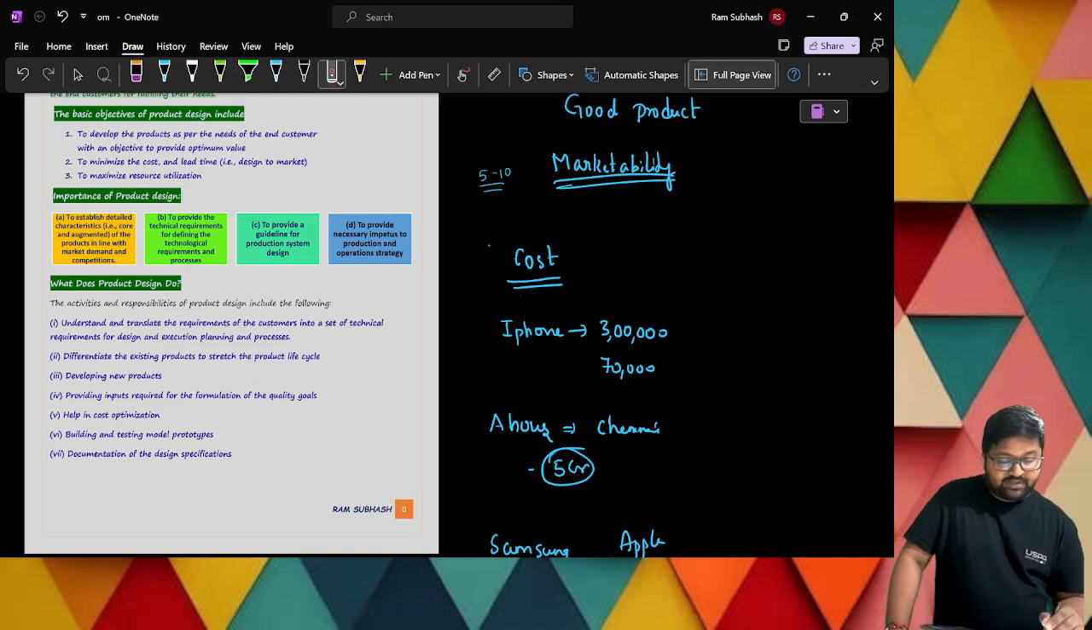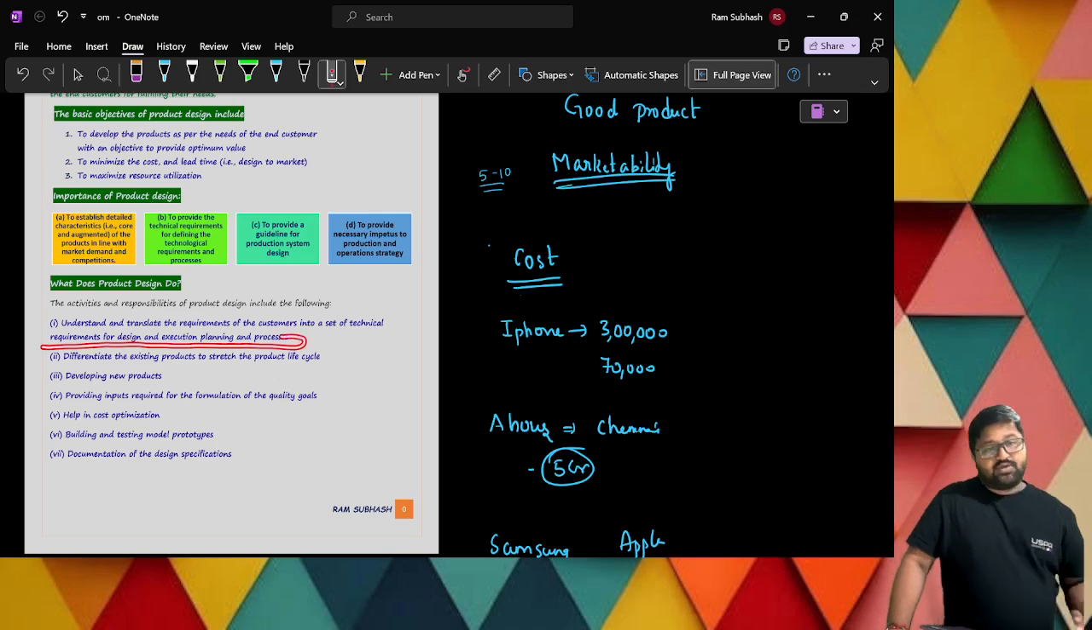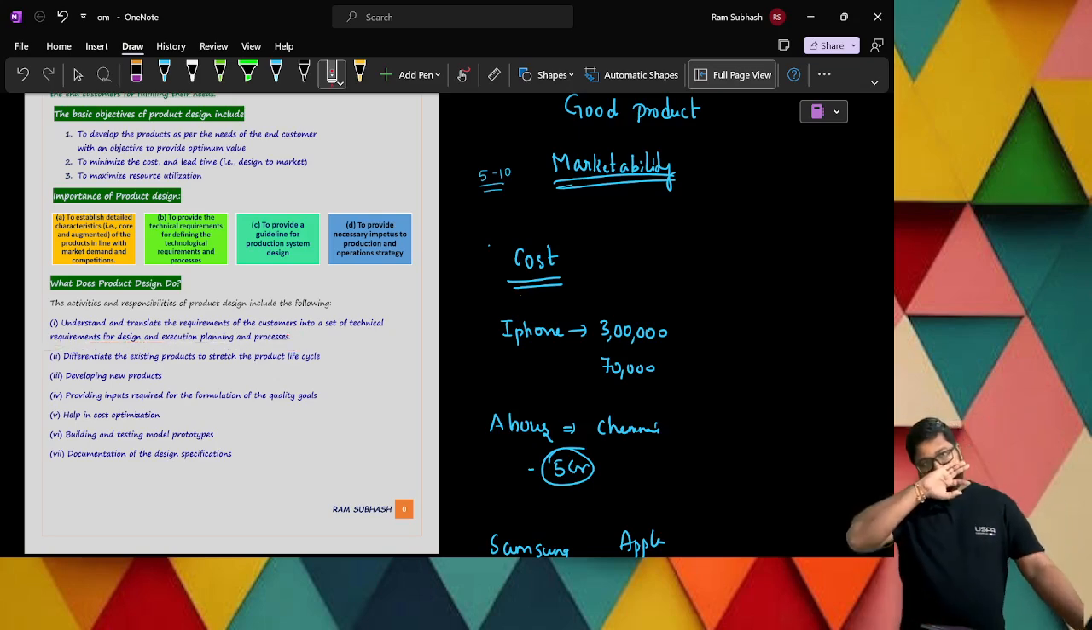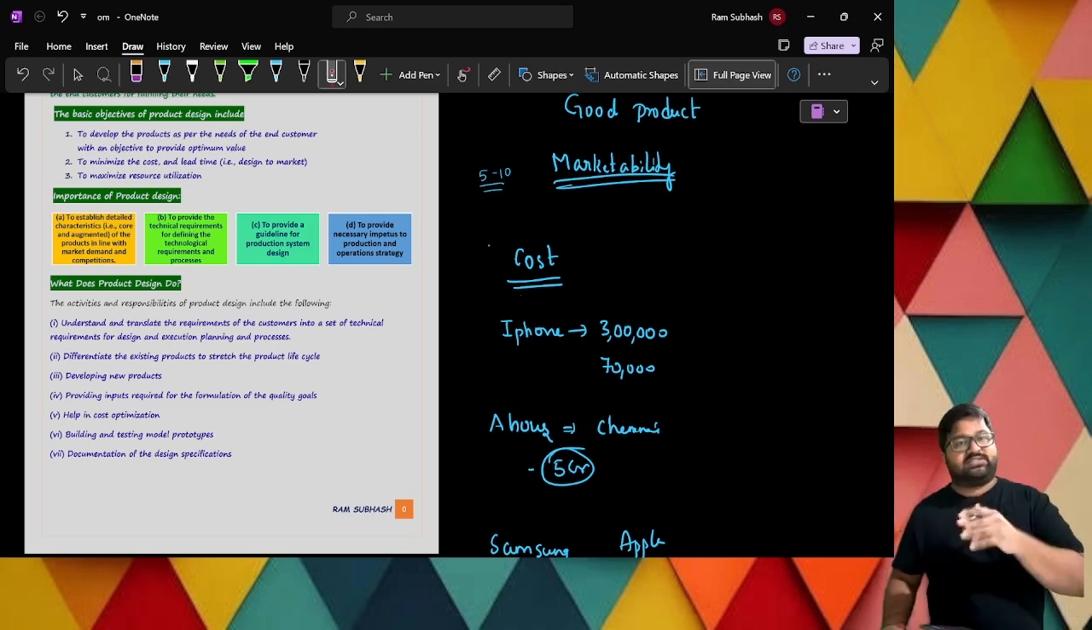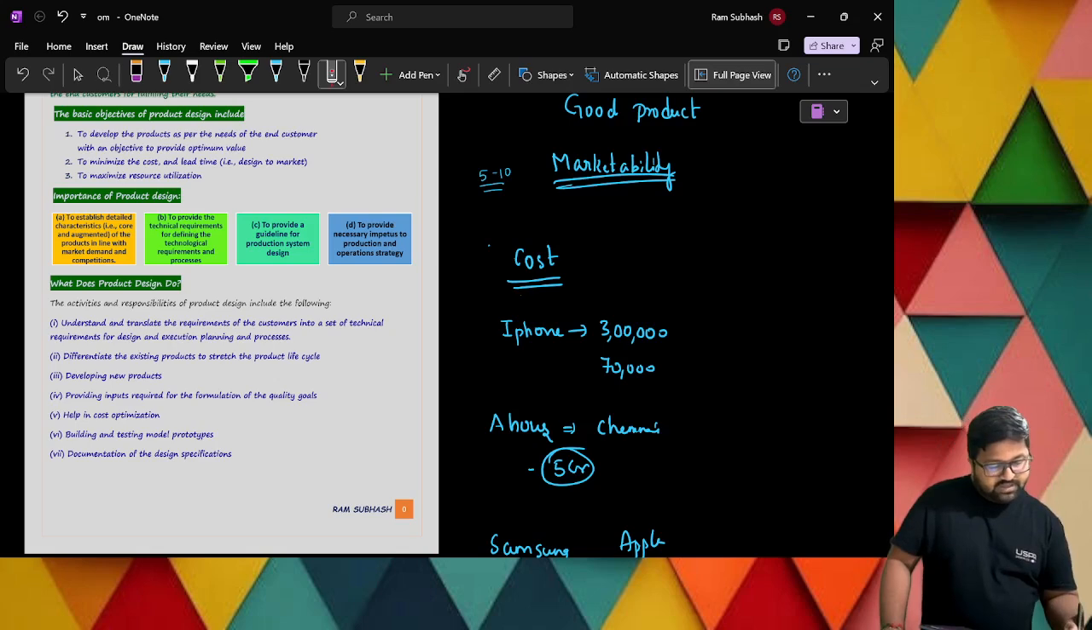Understand and translate the requirements of customers into a set of technical requirements for design and execution. First, our marketing department will enter the market. They try to know what the customer requires, what the customer wants. After that, they will tell our R&D department, who will design a new product which meets the requirements of the customer.